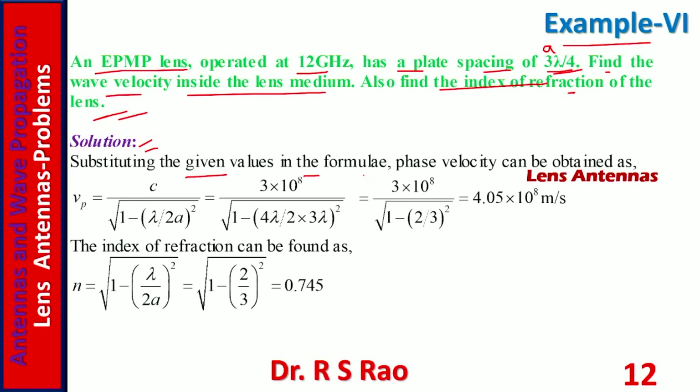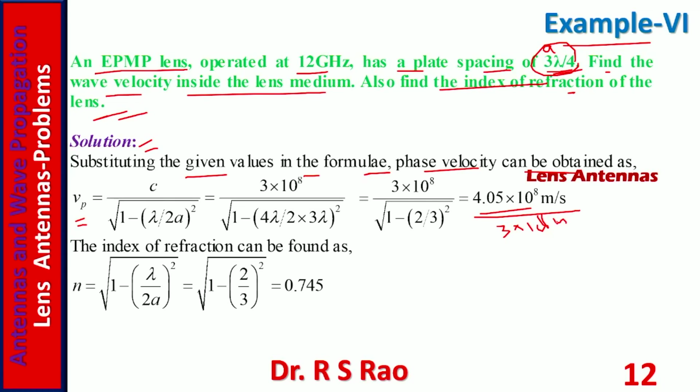Substituting the given values in the formula for phase velocity, Vp is C by square root of 1 minus (lambda by 2a) whole square. A is 3 lambda by 4. On substitution in this relation, we get phase velocity as 4.05 into 10 power 8 meters per second. Notice this velocity is more than free space wave velocity, that is 3 into 10 power 8 meters per second.